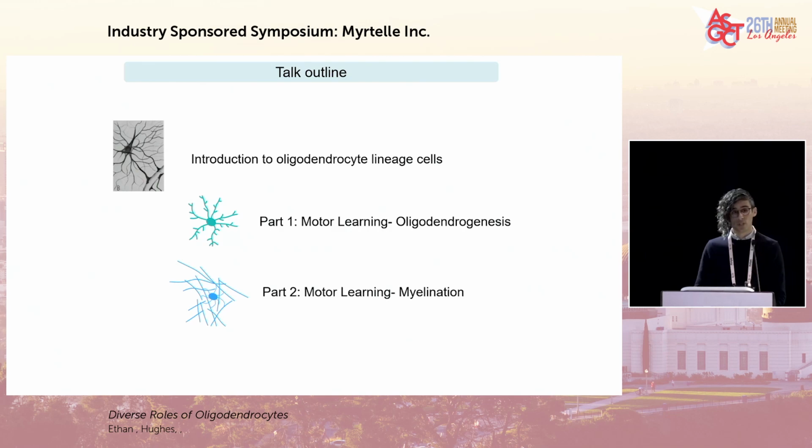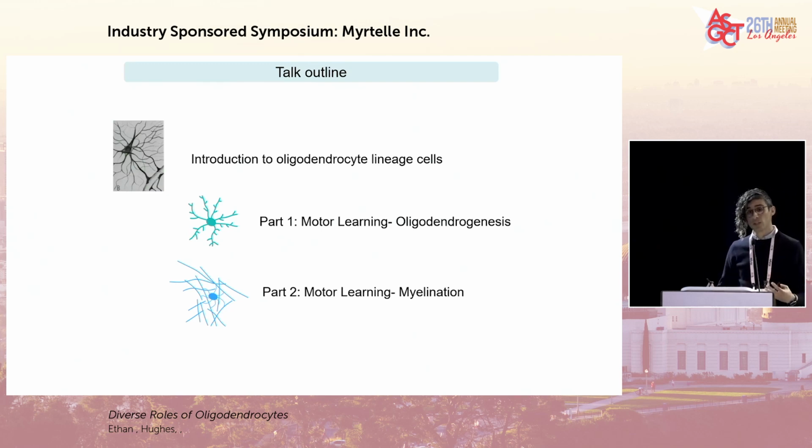Now, my talk's going to be structured into 3 different parts. First, I'm going to continue the introduction of oligodendrocyte lineage cells. Then we're going to move into a section focused around oligodendrogenesis, or the production of new myelinating oligodendrocytes in the CNS in the context of motor learning. And then lastly, we're going to focus on specifically the effects on myelination of motor learning in the healthy brain.